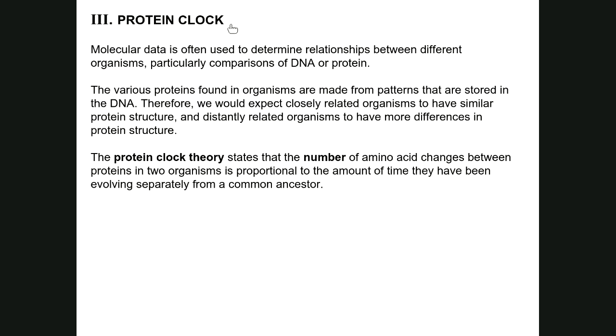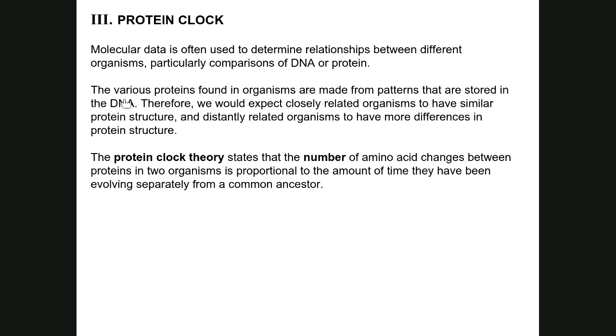The last line of evidence, okay, to support evolution is molecular evidence, and it's what they call a protein clock. It says molecular data is often used to determine relationships between different organisms, particularly comparisons of DNA and protein. What you're going to be looking at is protein comparison, specifically the amino acid sequence of the primary structure of a protein. Okay, now everybody's supposed to know what the primary structure of a protein is. If you don't, that's up to you to look that up, okay? What I mean by primary structure of a protein.